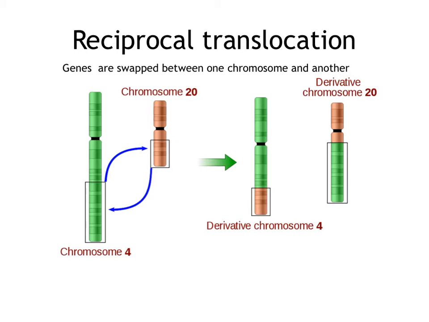Now there's also reciprocal translocation. All that means is, say in this situation here, part of chromosome 4 ends up at the end of chromosome 20. But what happens is that a piece of chromosome 20 ends up on the end of chromosome 4. So you could think of it as them swapping some genes between each other, and that's why it's called reciprocal.